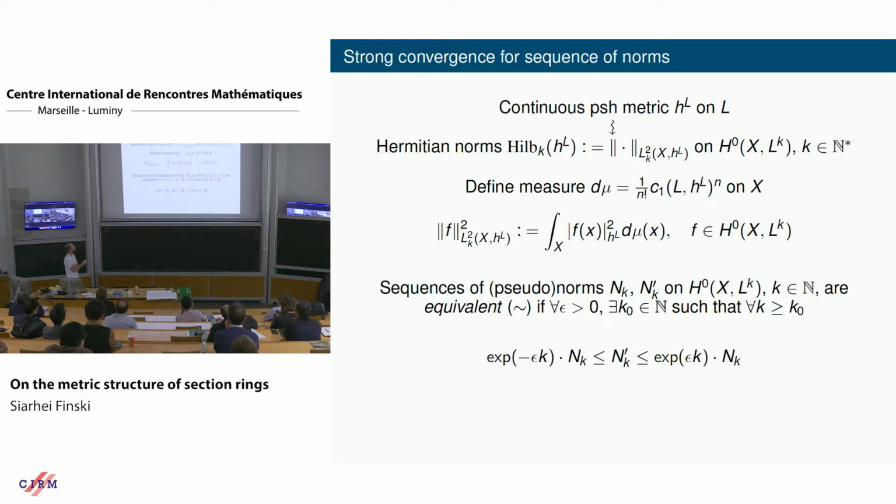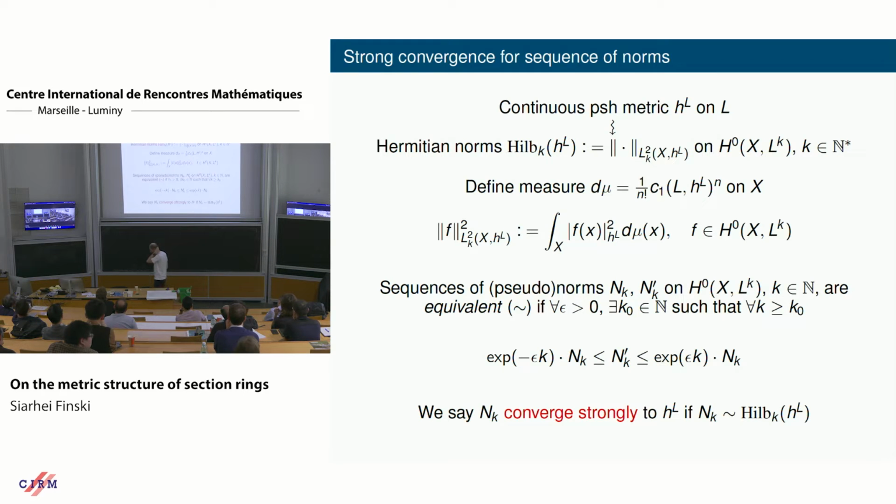Imagine that I'm changing my metric hL by, let's say, 2 multiplied by hL. Then you see this pointwise norm will be multiplied by 2 to the power k. And so in particular, the associated Hilb norms will not be equivalent for the two metrics. The ratio will be exponential, but we are asking for sub-exponential.